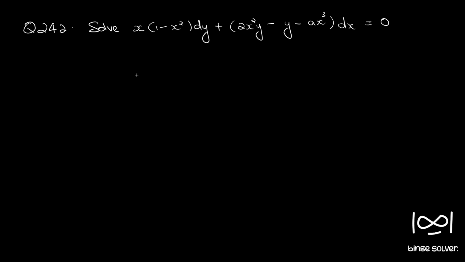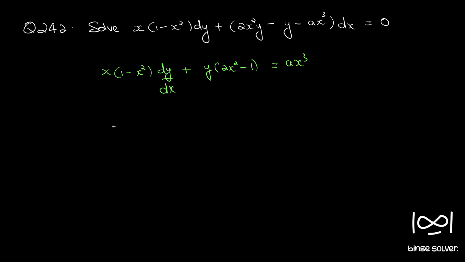242. Solve x into root of 1 minus x squared dy plus (2x square y minus ax cube) dx equal to 0. So rearranging, x into 1 minus x square into dy by dx plus y into 2x square minus 1 equal to ax cube.